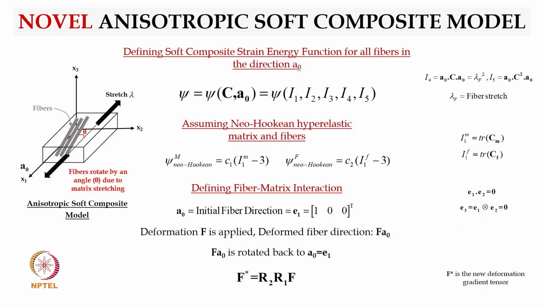So let's take a very quick look into this model, how it is different and what is new. On the left side, we are looking at that same block with fibers, but the new thing introduced is an angle theta. What is this angle theta? Let's say you are trying to apply a uniaxial tension to this entire block by stretching it by lambda. In an original soft tissue, you have fibers within a matrix.